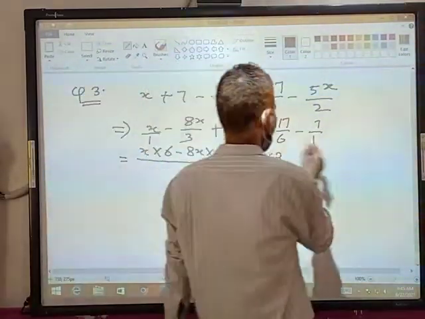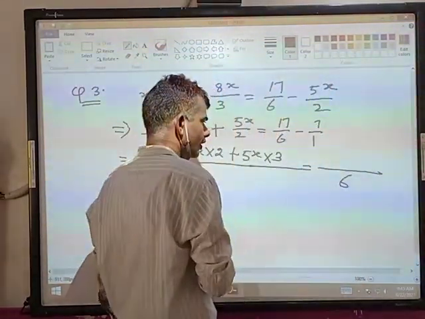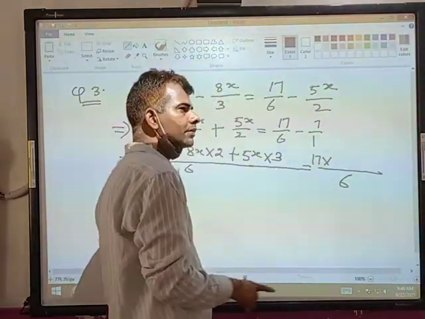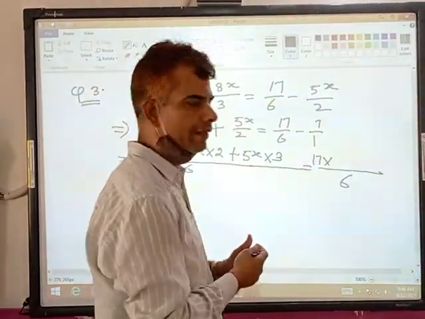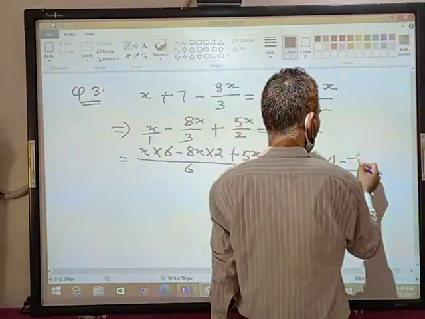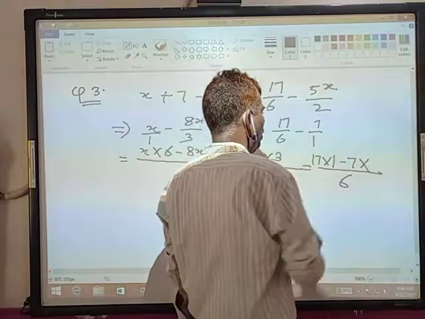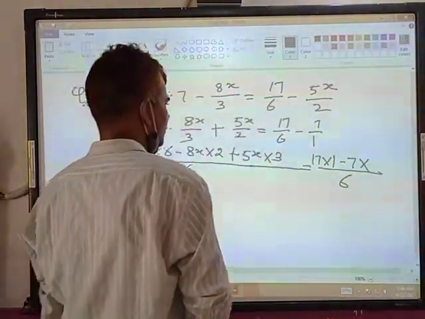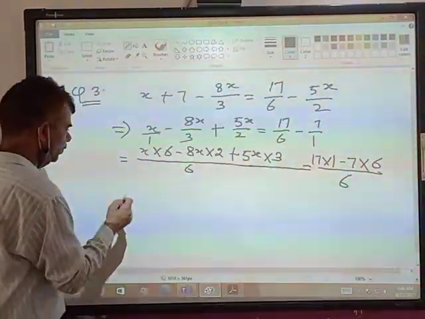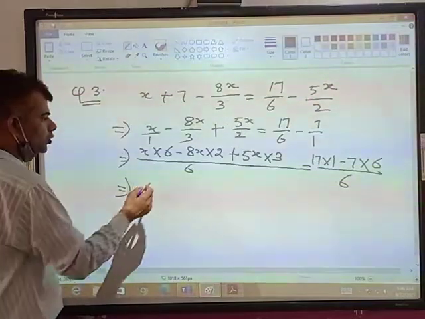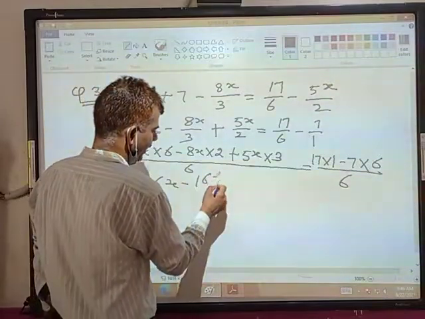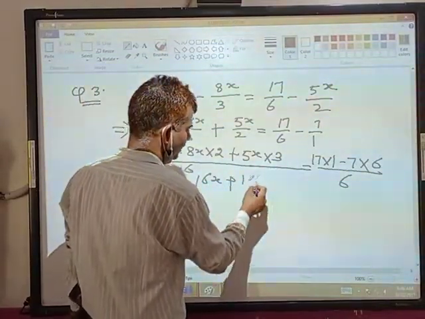Now student, LCM of 6 and 1, that is 6. 17 as it is, numerator as it is. How many times does 6 come in the table of 6? 1 time. Now student, 6 × 7. How many times does 6 come in the table of 1? 6 times. 1 × 6 is 6. Now student, 6x − 8 2s are 16x + 15x.